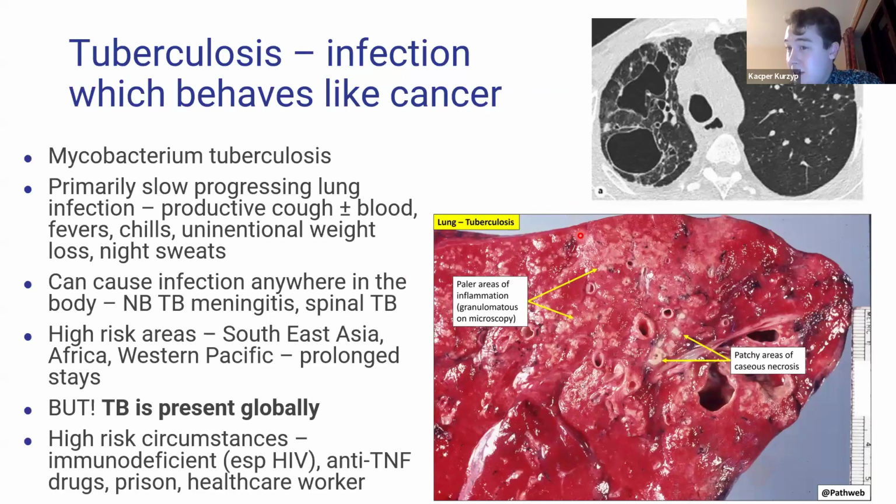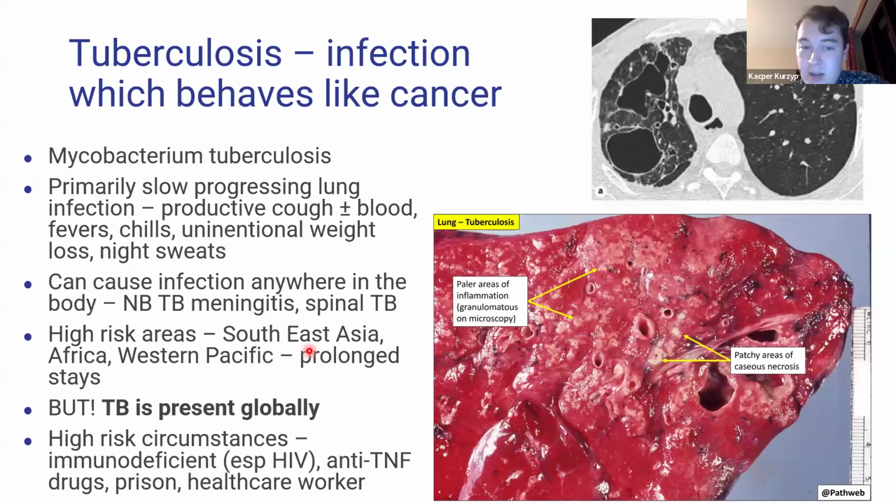TB is an infection which behaves like cancer, caused by Mycobacterium tuberculosis. The patient presents coughing up blood or sputum, with fevers, chills, unintentional weight loss, night sweats, your symptoms of cancer. It can cause infection anywhere in the body. The lung is most common, but it can also cause TB meningitis, like you will see when they talk about CSF results for TB. Spinal TB is a quite nasty, very painful condition. But name an organ, TB has gone there in the past.